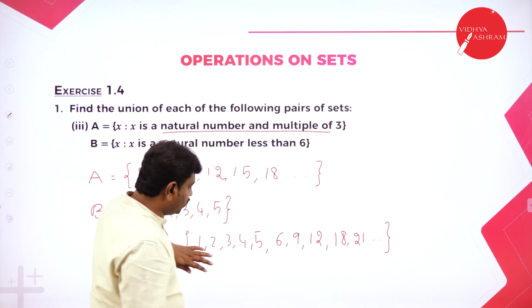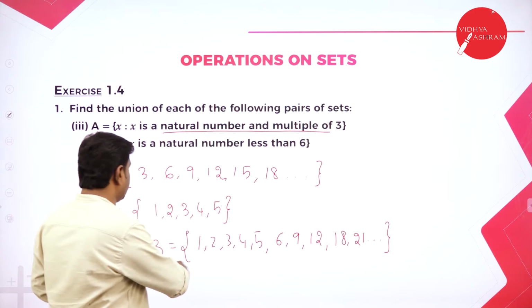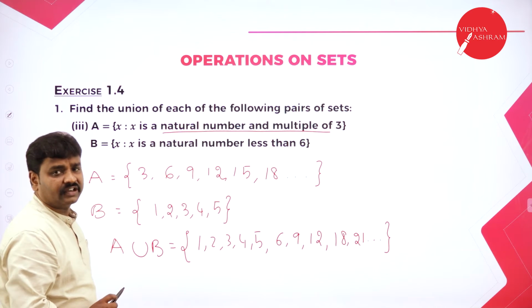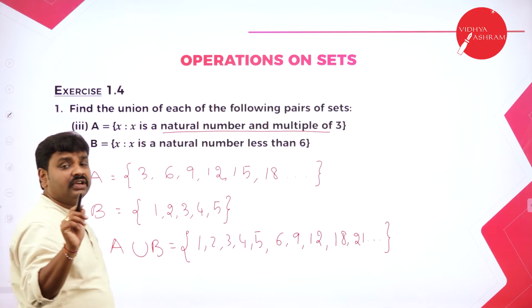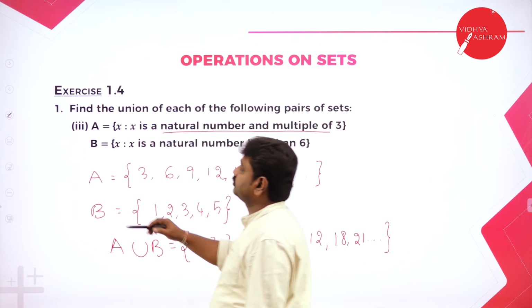So from 1 to 5 we'll have all numbers. From 6 only multiples of 3. So this is A union B. This is an infinite set. What is an infinite set? A set which contains infinite elements. We don't know where it ends.